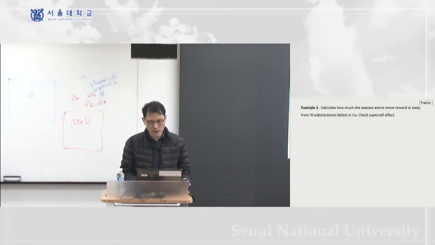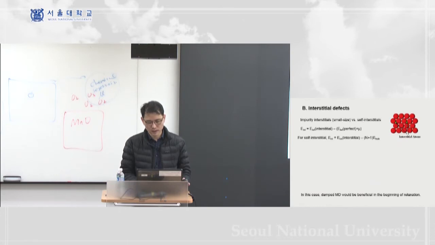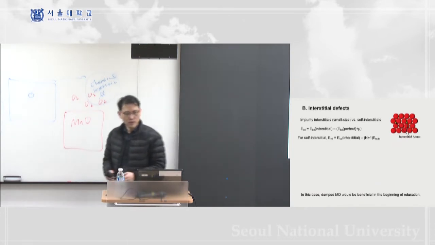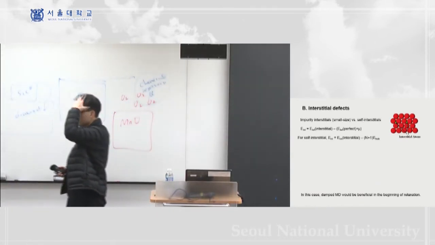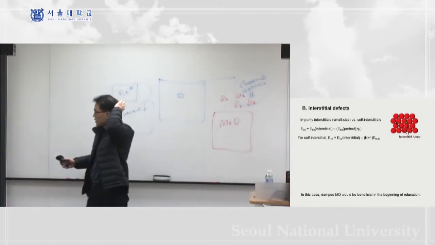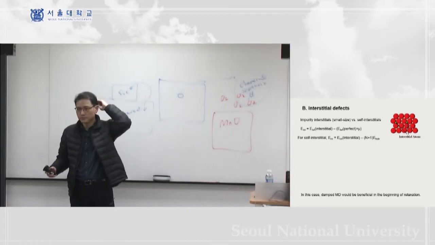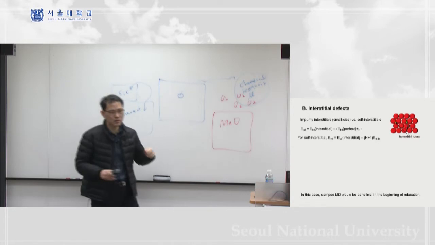All right, and the second example is about the aluminum interstitial or substitutional defect in copper. Okay, and you will also follow that. All right, so we have talked about the vacancy, and then we shift to this interstitial defect. Any question?